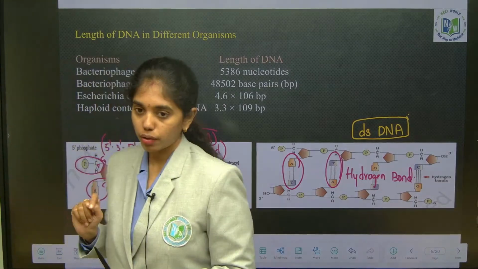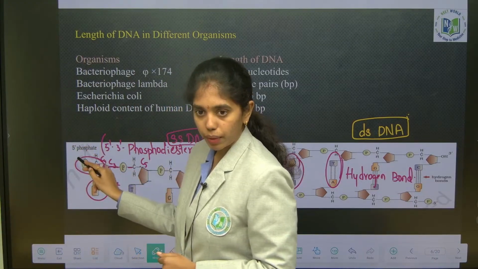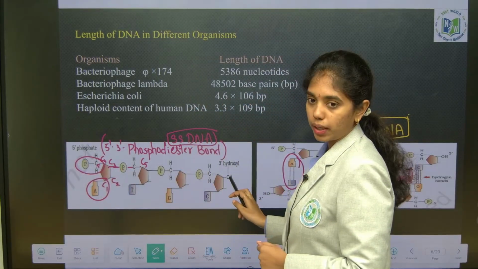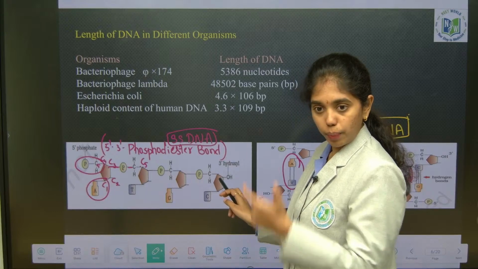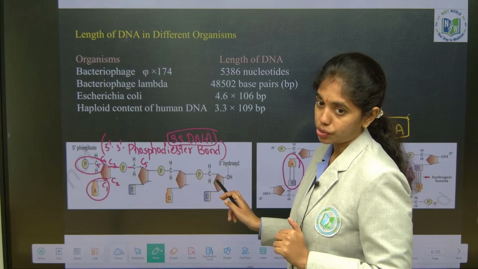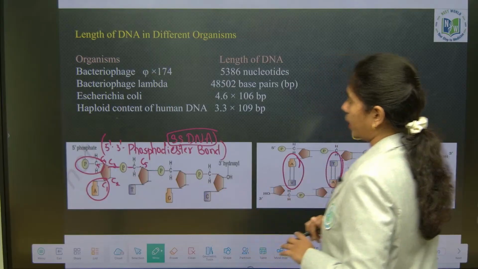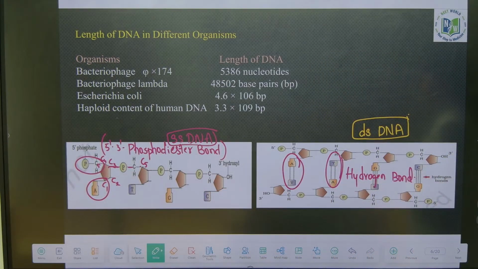At every polynucleotide chain, one phosphate group at 5' end will be free and one hydroxyl group at 3' end will be free. That itself is your 3', 5' ends of a double stranded or single stranded DNA. Clear, right? If this is clear to you, we will move on to length of DNA in different organisms. Shall we move on?